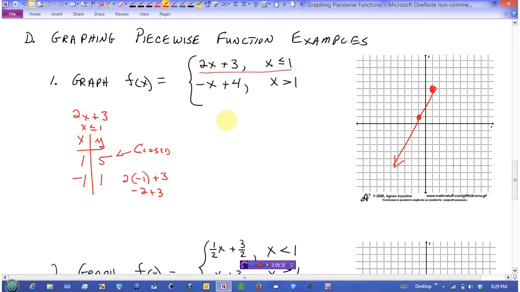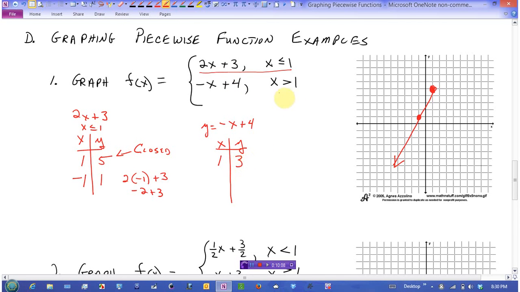Now let's do the next part. Negative x plus 4. And there's my xy chart. I'm going to need to pick values of x that are greater than 1. However, I am going to use the transition point of 1. If I put 1 into that equation, I get a negative 1 plus 4. Negative 1 plus 4 is going to be 3.